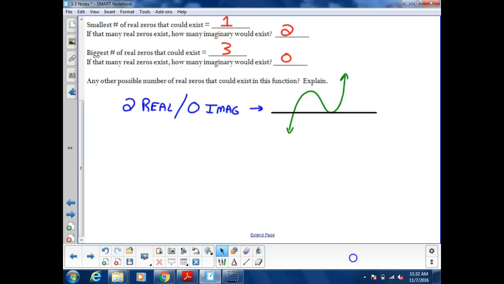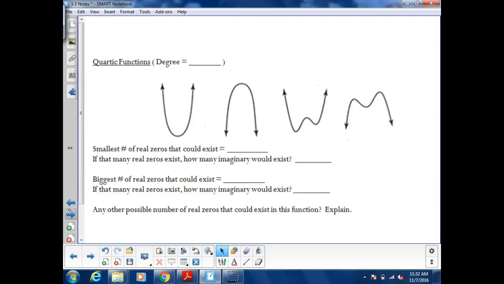Can we whip through quartics right away too, or do we need a little more time? Let's do it. Quartic function, what's the degree? 4. That means it's even. Smallest number of real zeros that could exist? 0, because if I'm looking at the second one in, here is my x-axis, it never crosses. So that means 0. How many total zeros must I have? 4. If none of them are real, that leaves me with 4 imaginaries.